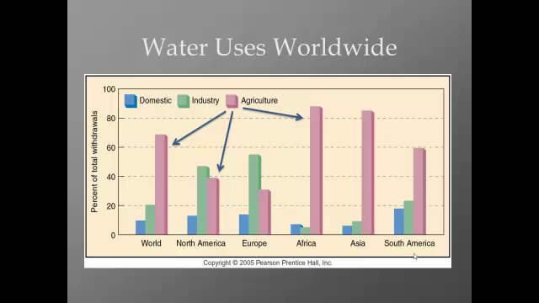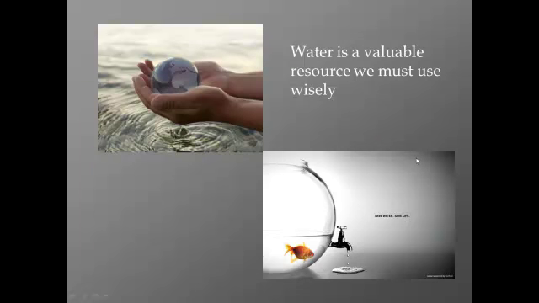When we look at worldwide water use, we see that the most popular use of water is for agriculture. There is an exception to that, as you can see here in North America, where industry edges out agriculture. But worldwide and in the rest of the developing world, we see agriculture as the number one use of water. Water is a very valuable resource, and we need to use it wisely.